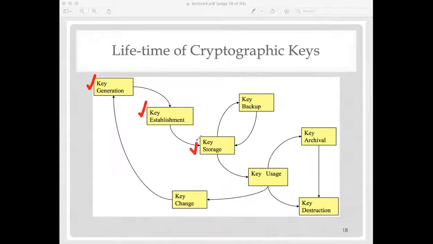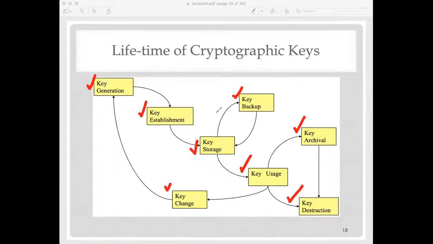You store them and save them in memory or storage. Sometimes you put them in a backup, and then when you want to use them, you use them. Sometimes you archive them if you don't want to use them anymore but want to keep them archived. And then when you're done with them, you want to absolutely delete and destroy them, not just simply delete them. And sometimes while using the keys, you want to change the keys after a while, and this is where you go to key change and then all the way back again to key generation.